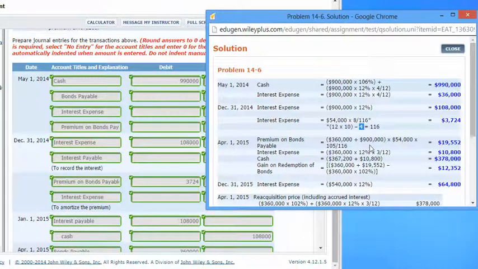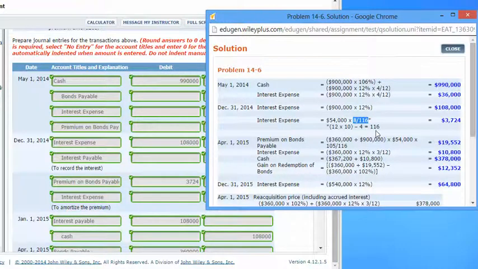And why do we subtract 4? Well, we subtract 4 because the bond was issued on May 1st as opposed to the beginning of the year. So what we're saying is that there are 116 active months related to the interest expense. Okay, so December 31st, 2014, let's look at this. There are 8 months that we're concerned with, and these 8 months are where we're going to accrue the premium.